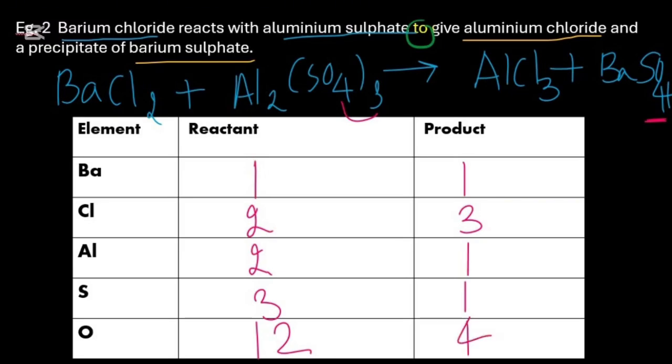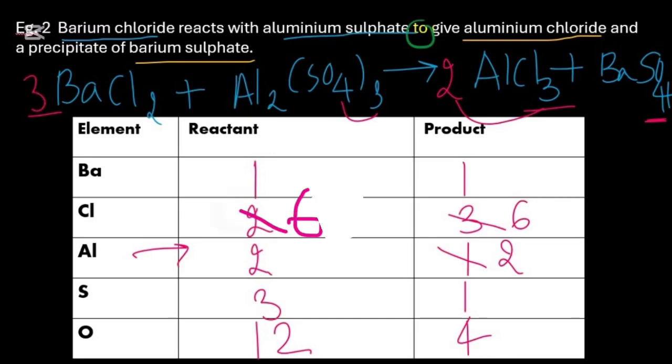So first we will balance the aluminum here. We will put a coefficient 2 in front of aluminum chloride. So aluminum got balanced, but chloride became unbalanced. So chloride now is 2 3s are 6, 6 chlorides are present on the product side. Now balance the chloride. We will put 3 as a coefficient in front of barium chloride. So 3 2s are 6.